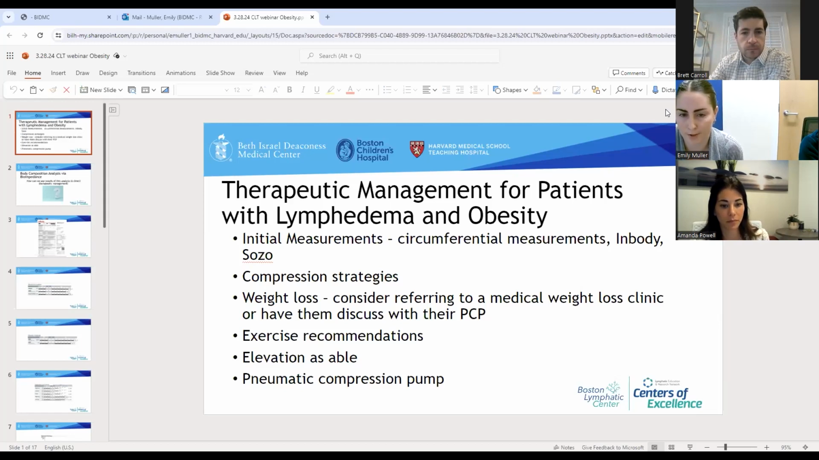And then other exercise recommendations. Obviously, this is very patient dependent, but trying to incorporate that into their routine as best as they can. Elevation as able. Obviously, we know this isn't helpful for every single patient depending on the staging of the lymphedema, but if it helps, then trying to incorporate that as well. And then also trying to get them a pneumatic compression pump. It's good to have a rep that you're close with to see if you can get that for a patient, because that can help them significantly as well.